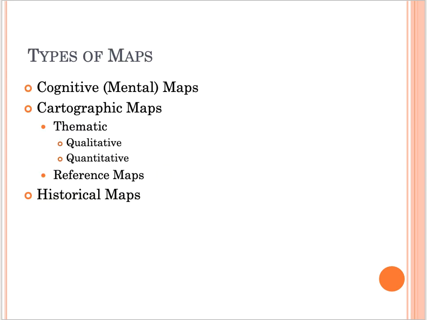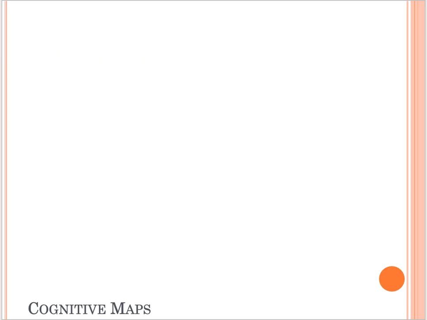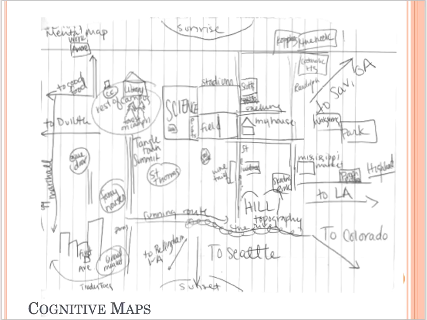There are different types of maps, and I first want to go over cognitive mental maps, then cartographic maps, and then historical maps. For cognitive maps, a lot of qualitative researchers use them for their community-based research. They tend to ask communities to draw a map based on their perception of the place where they live, to see what they perceive as their land versus what they perceive as land that does not belong to them.